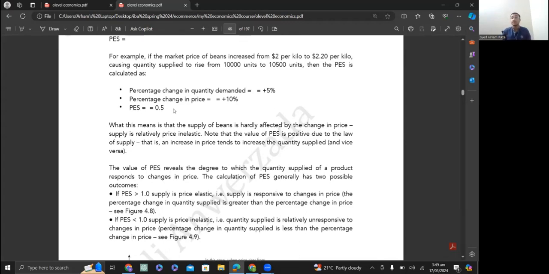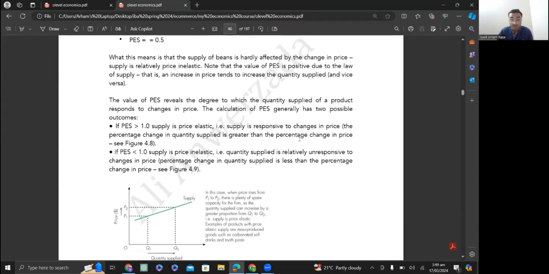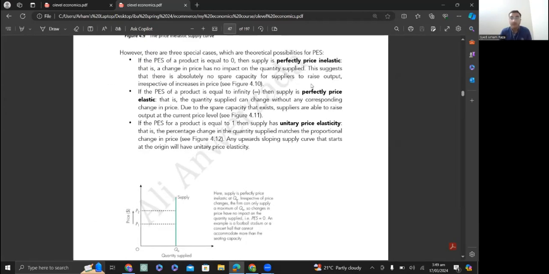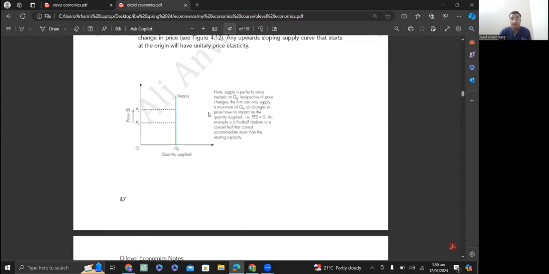And on the other hand, if the value is equal to 1, that would mean that there is unitary elasticity of supply. This is also mentioned over here. We can also have a perfectly inelastic supply and a perfectly elastic supply curve. Where the supply is perfectly inelastic, we have a diagram which is parallel to the vertical axis. On the other end, if the supply is perfectly elastic, then you would have a curve which is parallel to the horizontal axis.